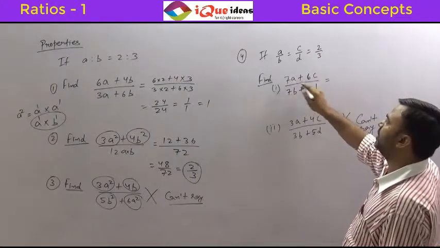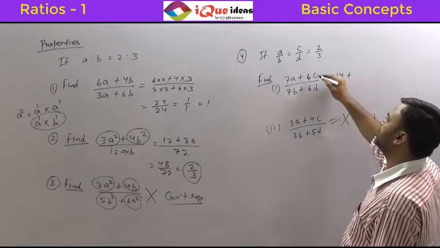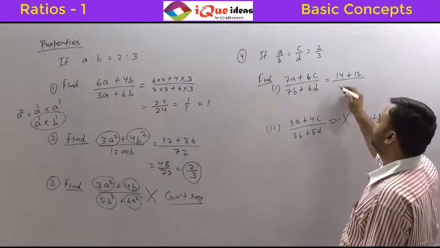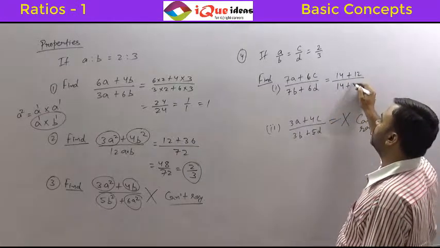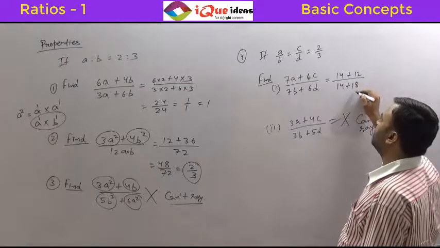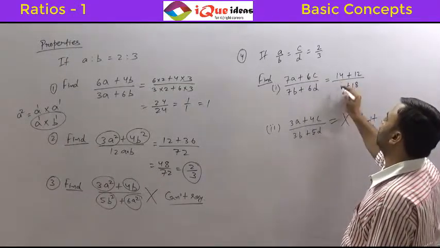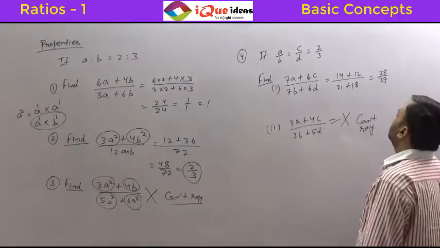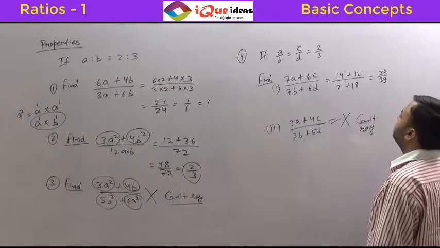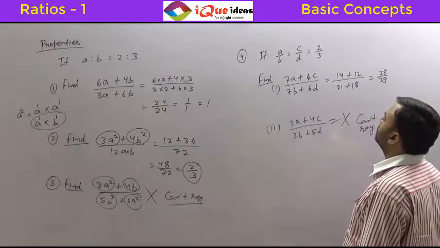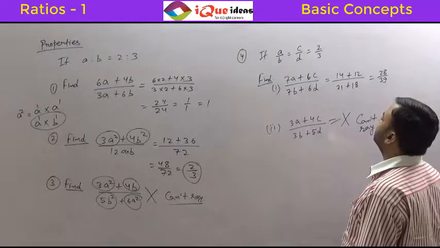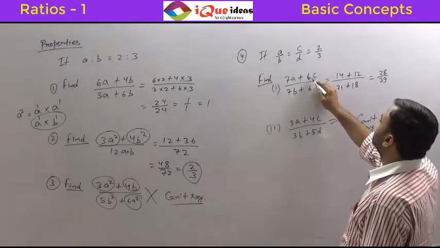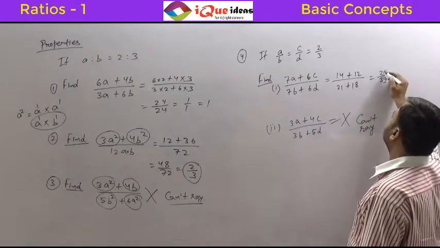This we can calculate by putting these values 2 and 3. So put them here. So 7 into 2, that is 14. 6 into 2, that is 12. Divide by 7 into 2, that is 14. And 6 into 3, that is 18. 7 into 3 is 21. So the final answer will be 26 upon 39. Is there any mistake that we have done? 7 into 2 is 14, plus 12, 26 upon 39. So it is 2 by 3.